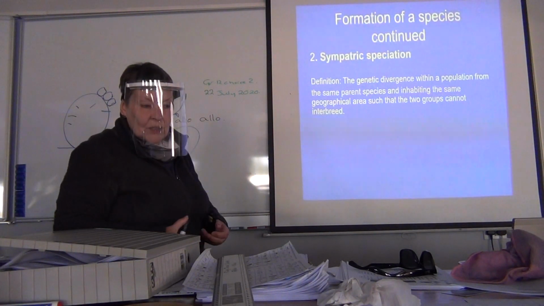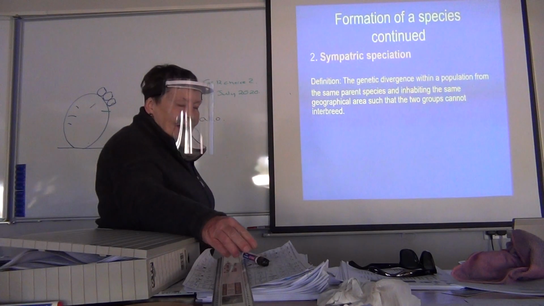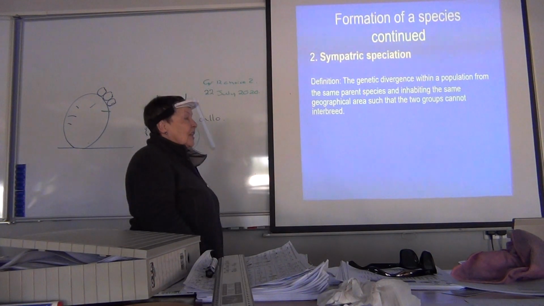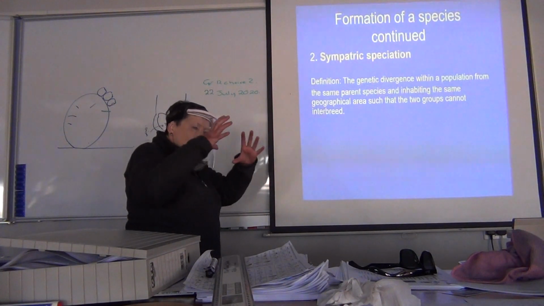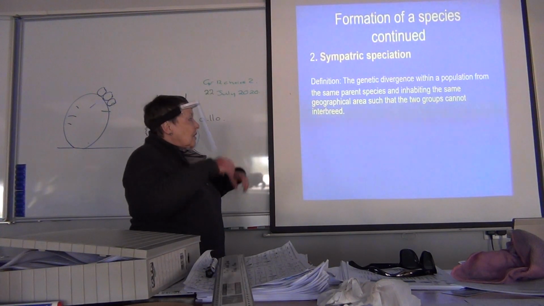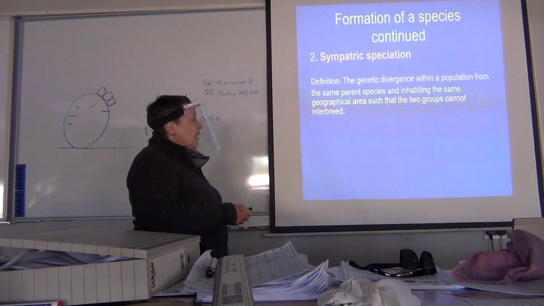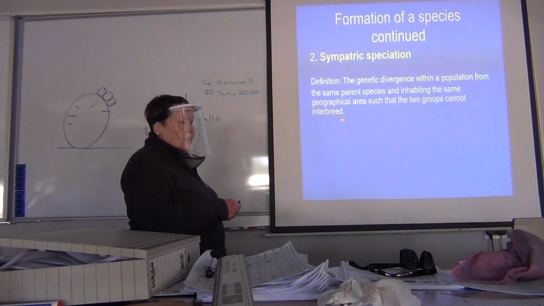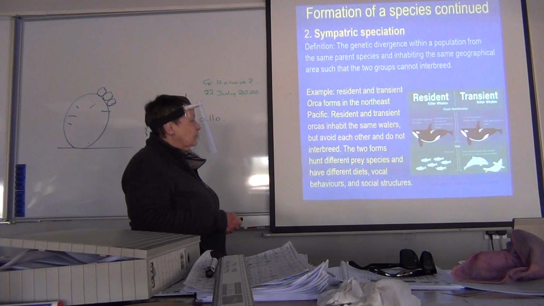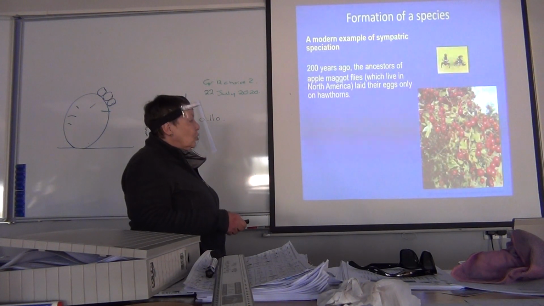Now, sympatric speciation is not that easy to understand. It's the genetic divergence within a population from the same parent species. So they're in a population, they're together, they mingle with each other, and they inhabit an area, but the two groups cannot interbreed with each other, or choose not to interbreed with each other. I need to give you an example for you to understand that. So let me do this example first, and then remind me to go back to the orca.